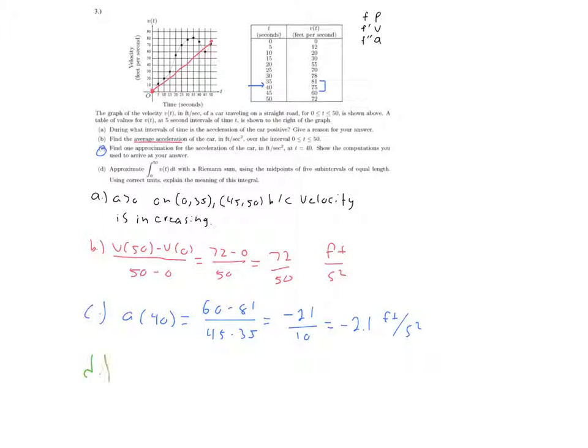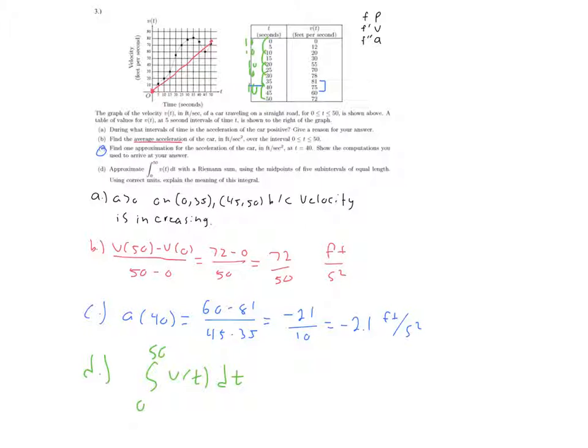And D. Approximate the integral from 0 to 50 of v of t dt. I want to use a midpoint Riemann sum with 5 intervals. So I'm going to have 1, 2, 3, 4, 5. If I want to go from 0 to 50 using 5 equal subdivisions, then each one is going to be 10. So I've got 10, 10, 10, 10, 10.